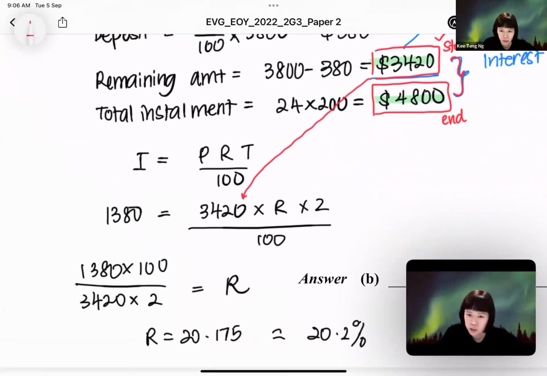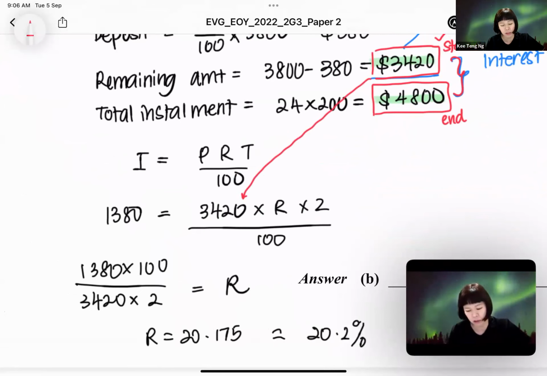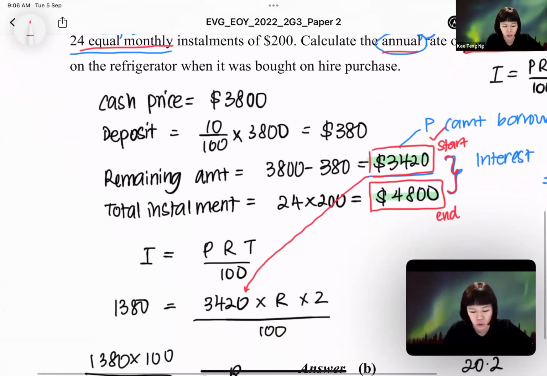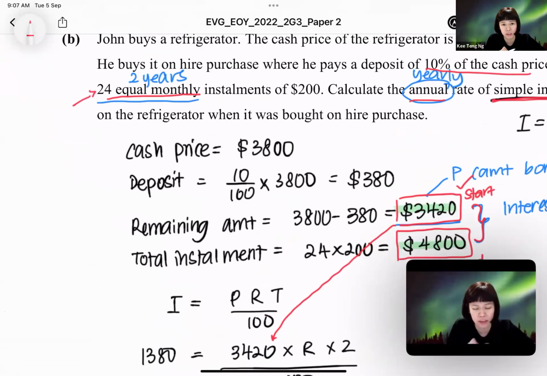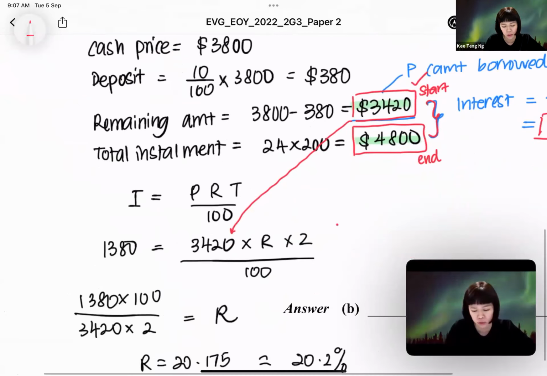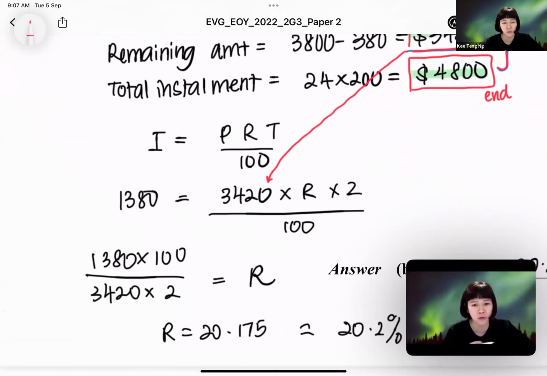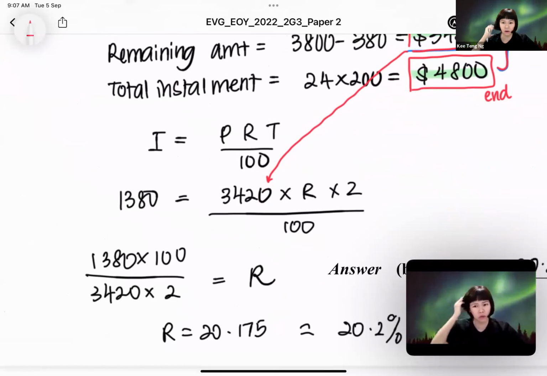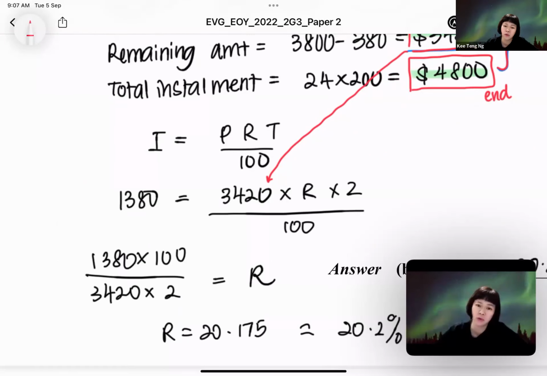Right? The interest rate, which is the annual interest rate, I do not know, times number of time period. How do I know that this is 2? It comes from the 24 equal monthly installment. So 24 months is actually 2 years. Okay, then over 100. What is this 100? This 100 is to convert the percentage to a value. So that's just part of the formula.